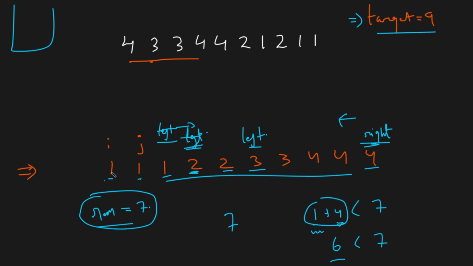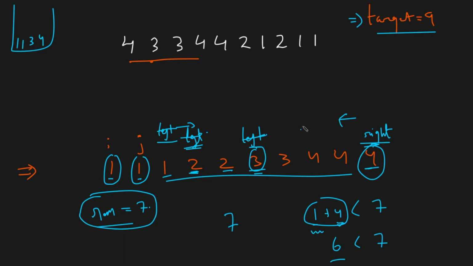So what I can say is, this 1 plus this 1 plus this 3 plus this 4 will actually be my quad, which gives me the target 9. So I can write 1, 1, 3, 4 as my first quad. Now the next step, since you have already computed for 3 and you have already computed for 4, let's avoid the duplicates.